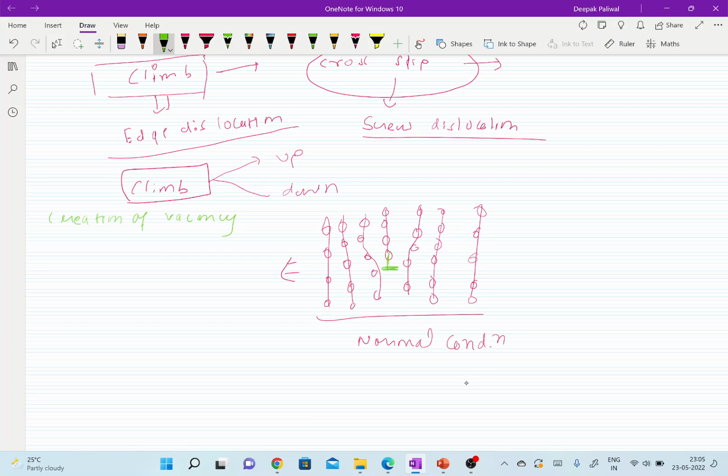Okay, there is a creation of vacancy. So what will happen? Suppose at this particular point there is a vacancy, that means this atom leaves its original position and goes anywhere within the crystal or within the lattice, but it has vacated its original position. So what we will see, here we have three atoms. What we will observe is that this dislocation moves up by a step.